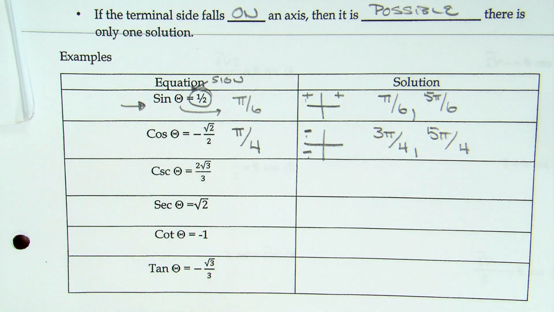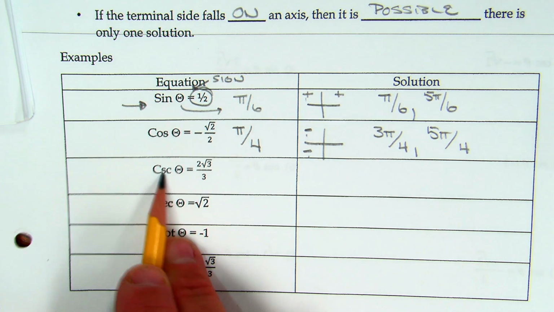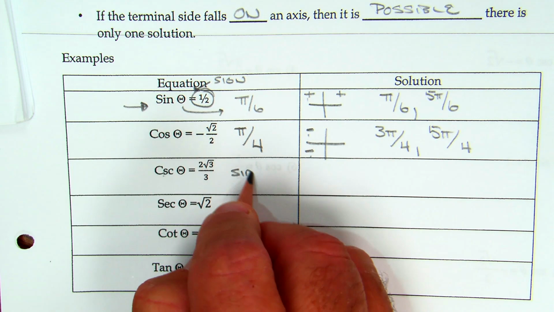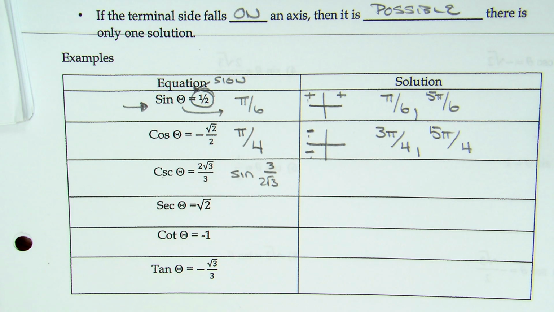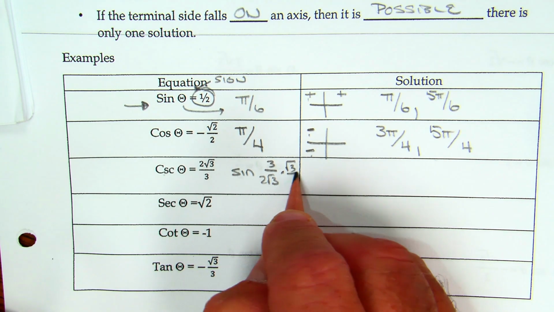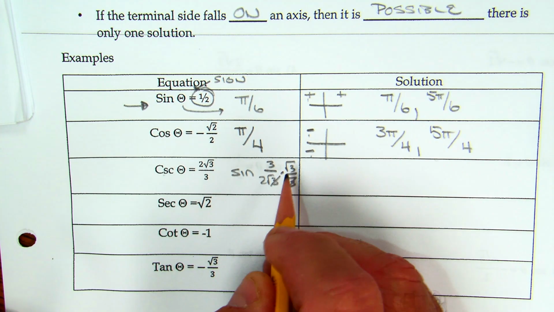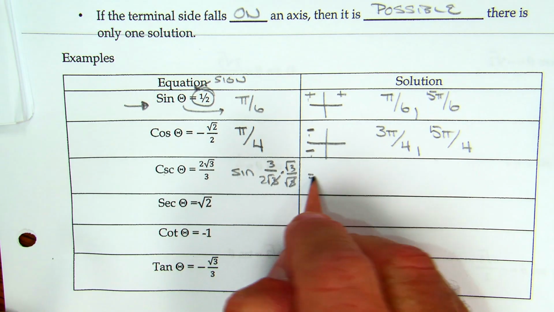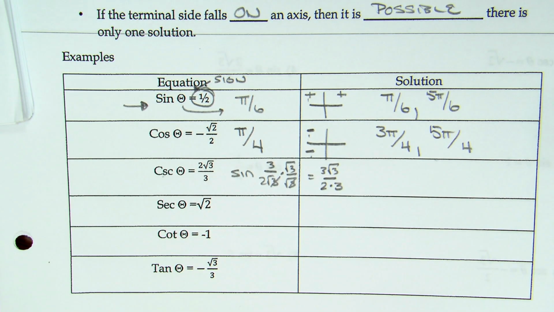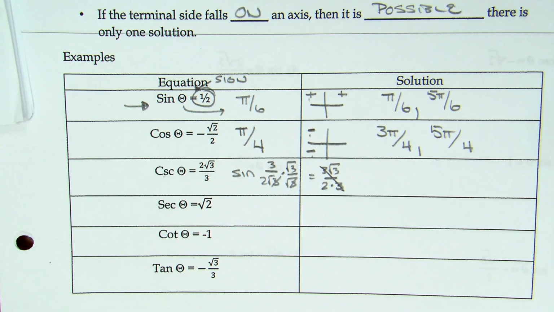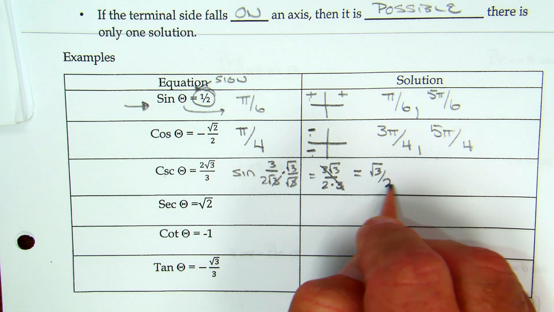Cosecant is 2 root 3 over 3. You can either memorize that or realize cosecant is the inverse of what? Sine. And that would be 3 over 2 root 3. And then I have to what? Rationalize my denominator. So I multiply top and bottom by root 3 over root 3. Which would give me 3 root 3 over 2 times 3. Because the root 3 times the root 3 gives me 3. What do the 3's on the top and bottom do to each other? Cancel out. Giving me root 3 over 2.